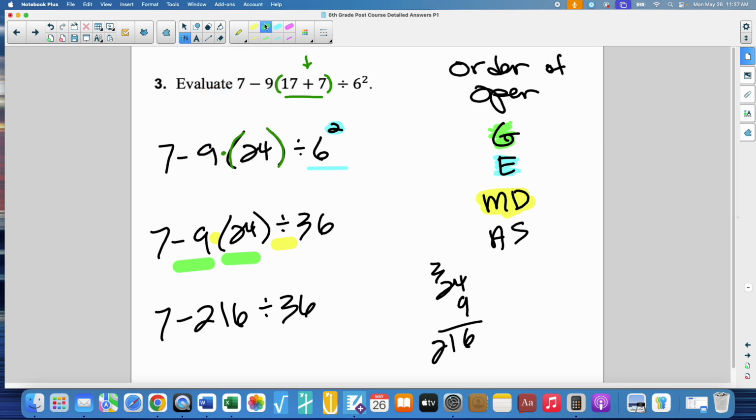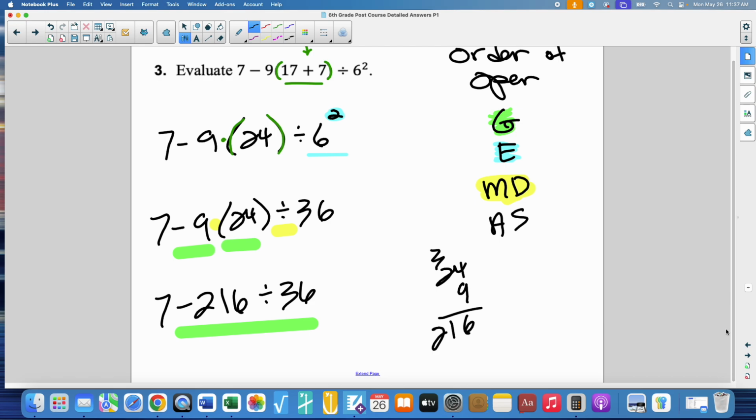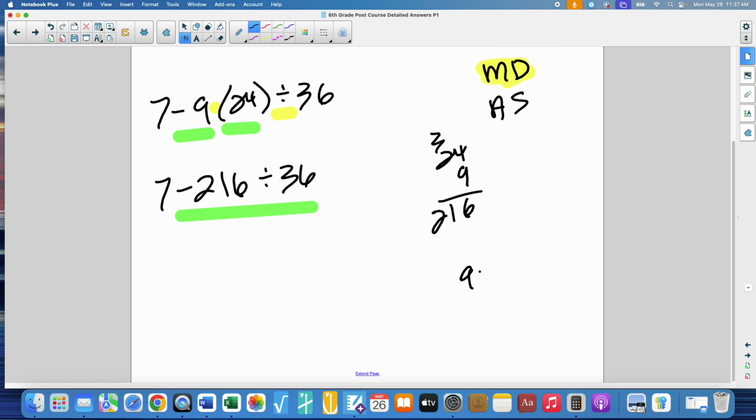Next operation is going to be division. We're going to divide negative 216 divided by 36. So one of the ways that we can do this without a calculator is, first of all, we know that 9 times 24 gave us 216. That's the same way of writing 216 divided by 36. Now, yes, this is negative, but we'll just keep the negative out of the problem for the moment because that's not really part of the computation.